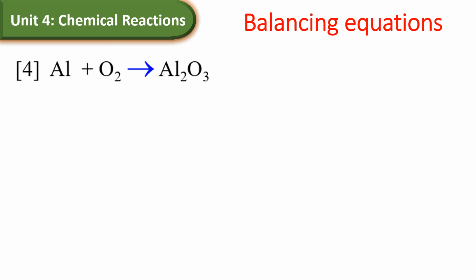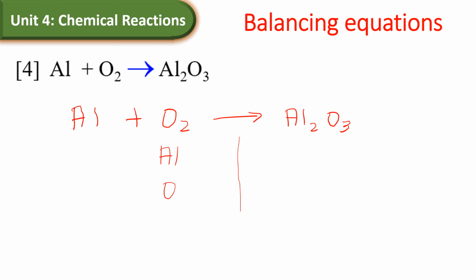Okay, and finally, we have your example number 4. We have your aluminum plus your oxygen to produce aluminum oxide. So let's rewrite again the equation. Aluminum plus oxygen to produce your aluminum oxide. Let's break it down. I have here aluminum and oxygen, and aluminum and oxygen here. Let's write the coefficient. Aluminum has 1 atom, oxygen has 2 here, then on the other side, your product side, you have 2 aluminum here and 3 oxygen here.